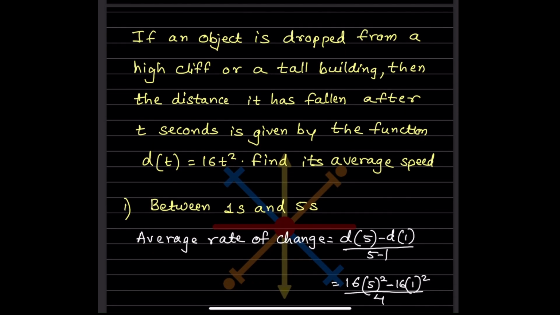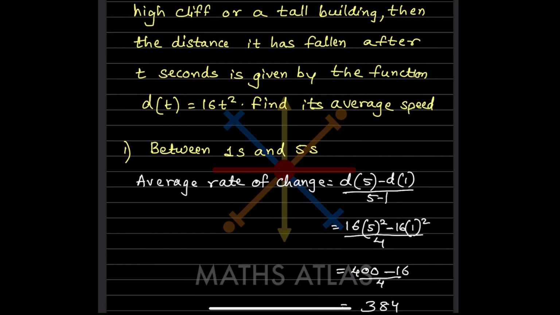So now let us see, if an object is dropped from a high cliff or a tall building, then the distance it has fallen after t seconds is given by the function d of t is 16 t square, and you have to find the average speed. Here it is given between 1s and 5s. So what will you do here? That is going to be d of 5 minus d of 1 divided by 5 minus 1, that is the difference we will take.